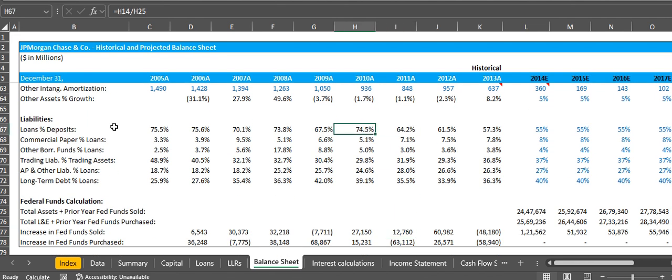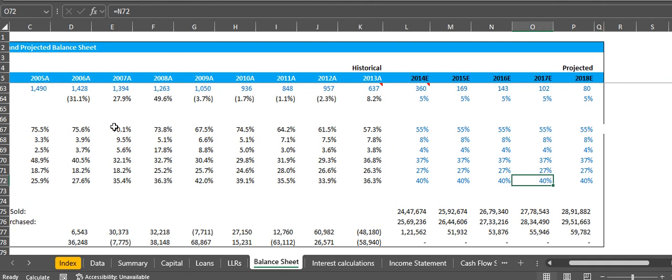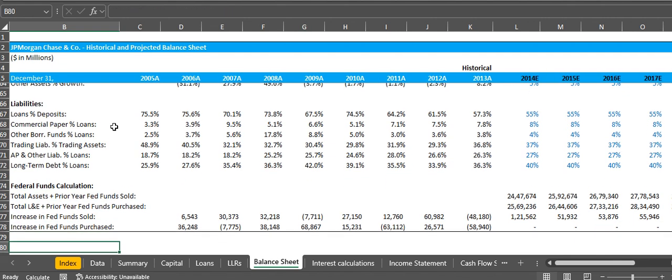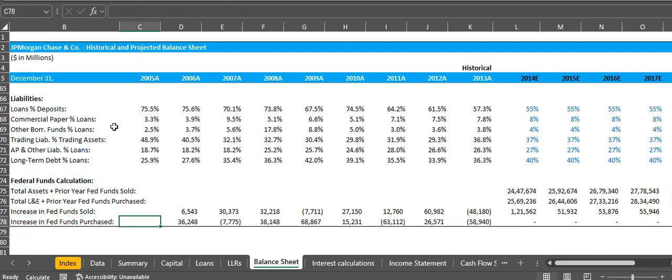Then we have the liabilities: deposits as a percentage of loans, commercial paper of the loan, other borrowed funds, trading liabilities and trading assets, AP and other liabilities, and long-term loans. So it's 55%, 8%, 4%, 37, 27 is a 40. Then we have the total assets and increase in Fed funds sold and increase in Fed funds purchased. So these are the numbers for that.